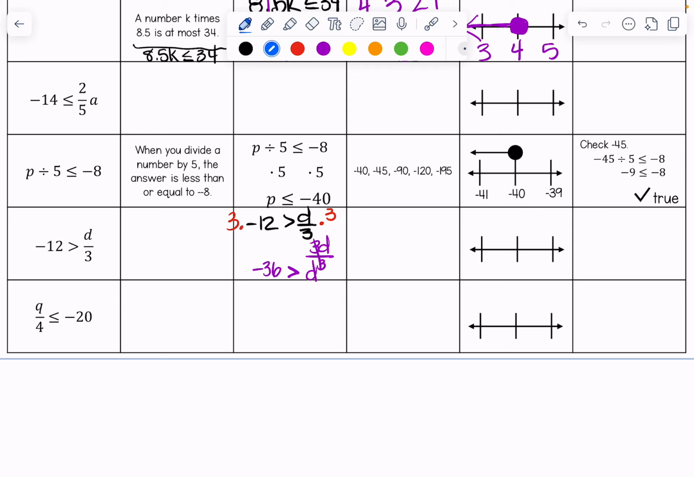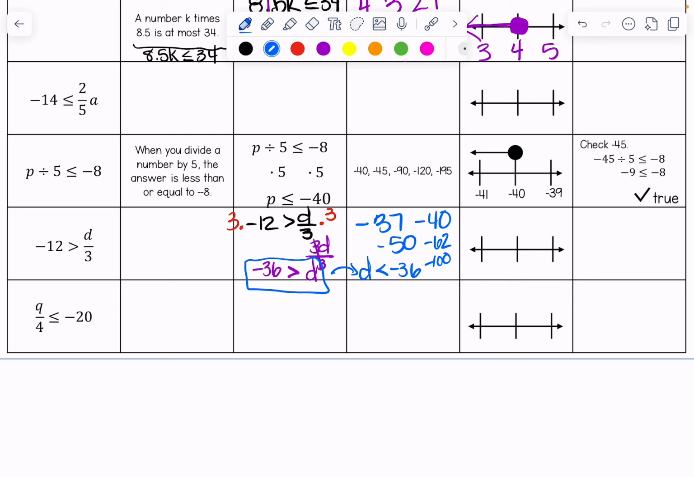This is another one of those tricky inequalities where the variable is on our right-hand side right now. So I'm actually going to rewrite that as d is less than -36. So because I flipped where my variable is, I had to flip that inequality as well. So all numbers less than -36, this would be -37, -40, -50, -62, -100.